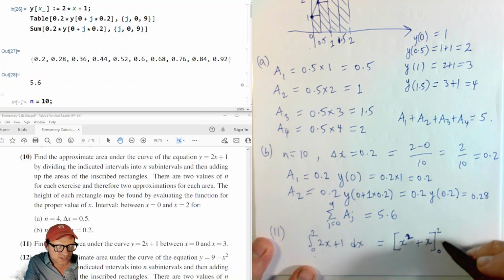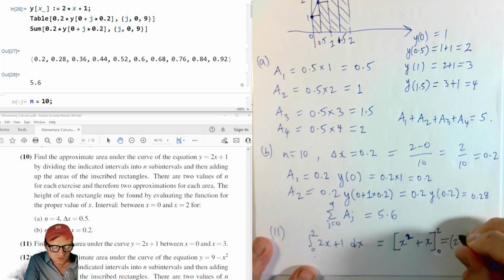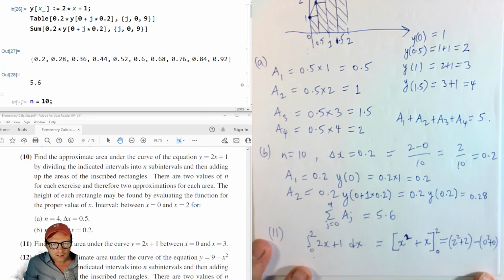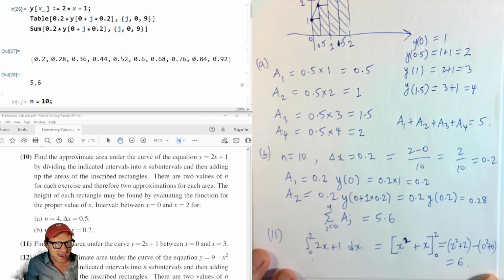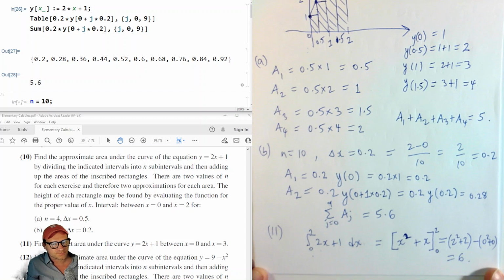Now what we do next is we sub the 2 into our function, sub the 0 into our function, and take the difference. In other words, 2 squared plus 2, subtract 0 squared plus 0. What are we going to get? 4 plus 2 is 6, minus 0 is 6. So we get 6, and that is the exact area under the curve from 0 to 2.